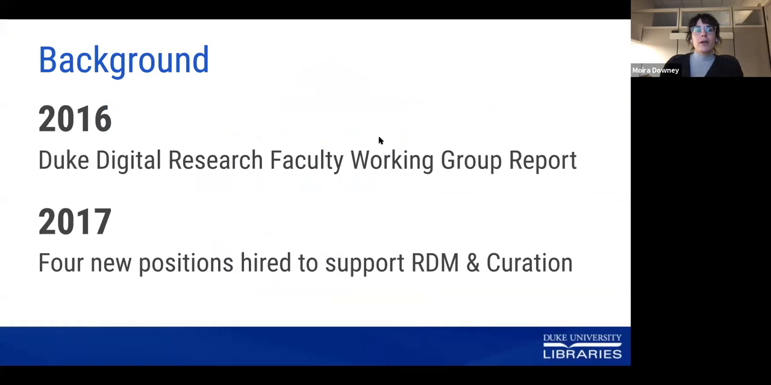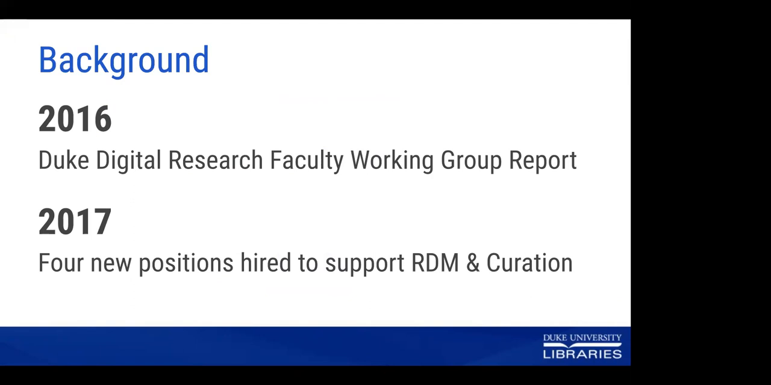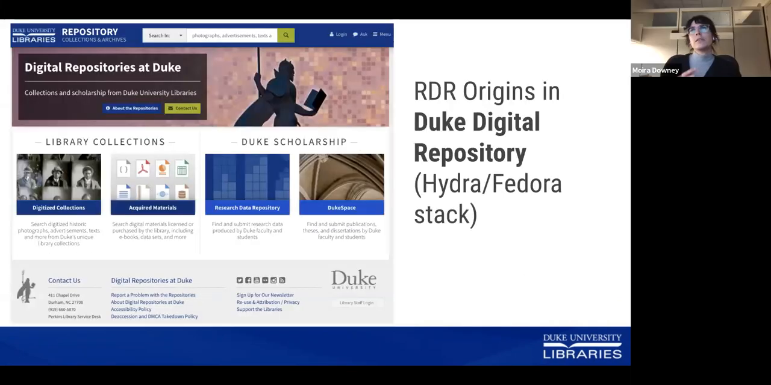All right, so a little bit of background. In 2016, Duke convened a digital research faculty working group to take under consideration how the university should support research data needs. That group recommended an investment in infrastructure and staffing to support both data management and sharing, which resulted in the hiring of 4 new full-time staff, 2 campus-facing research data management consultants, and 2 more back-end support staff, the repository content analysts.